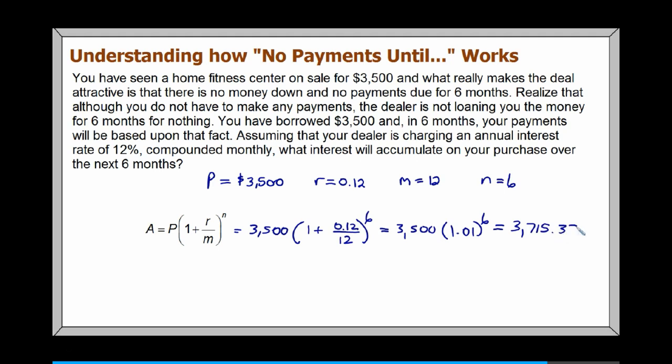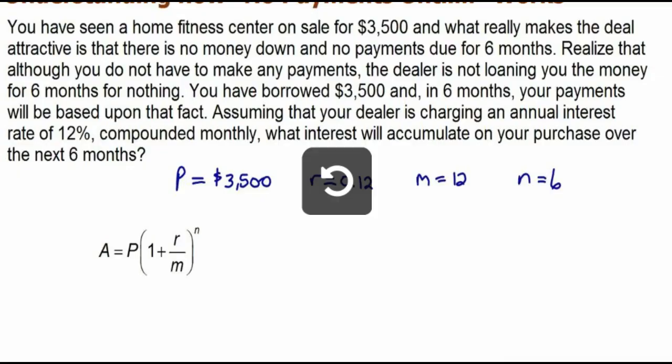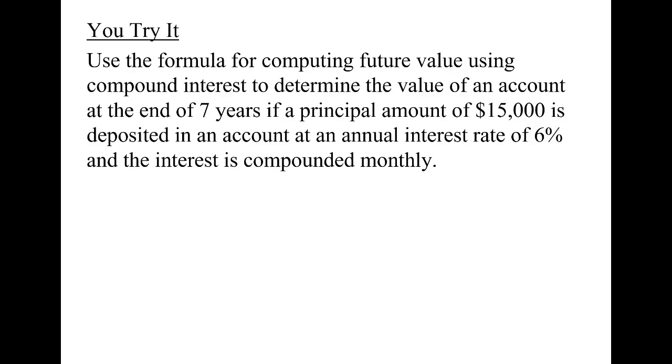or 3,715.33. So the accumulated interest is $3,715.33 minus $3,500 equals $215.33. Here's an example for you to try. Pause the video here and work this out, and then unpause the video to see a solution.